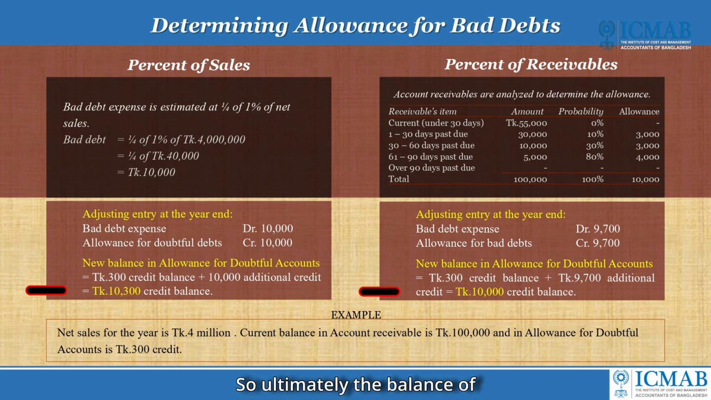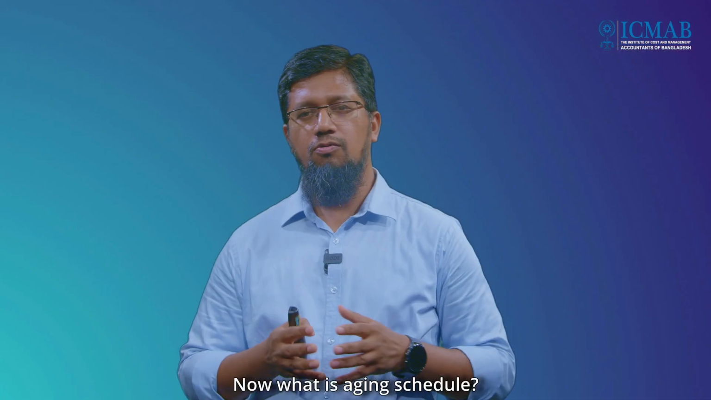So ultimately the balance of allowance for doubtful debt at the end of the year would be 300 beginning credit balance and 9,700 is new balance. That means total balance is 10,000. But under the percent of sales method, it was total 10,300. Now, what is aging schedule?